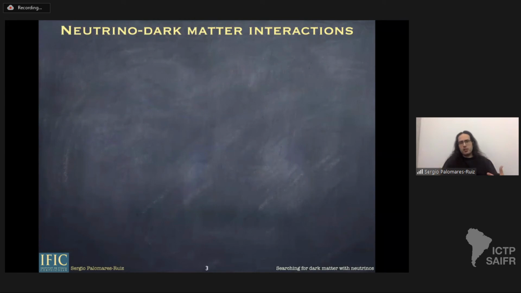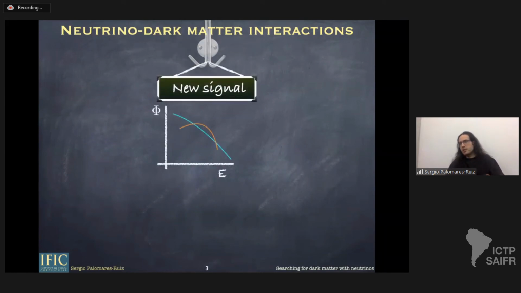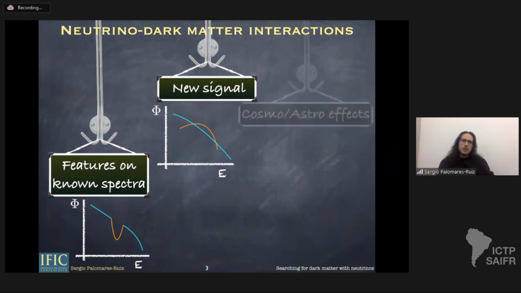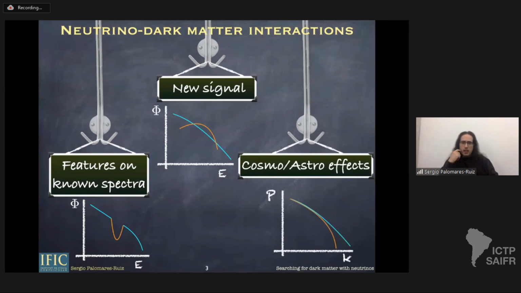Basically, there are three types of signatures that one can expect. One is searching for a new signal on top of a known background, like searching for annihilations on top of the atmospheric neutrino background. Then we can also search for features on known spectra, like features on the astrophysical flux of neutrinos that encounter some dark matter on the way from the source to the Earth, and those interactions could modify the spectrum, for instance, producing a dip in the spectrum. And finally, we can also search for these interactions through cosmological or astrophysical observables, because they produce a damping of the matter power spectrum, suppressing the power at smaller scales. As I said, I will not talk much about this, maybe just at the very end, and I will focus on searching for dark matter with neutrinos and neutrino detectors.